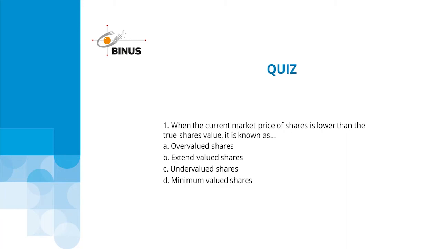So it will be closed with a quiz. The question is: when the current market price of shares is lower than the true share value, it is known as A. Overvalued shares, B. Extend valued shares, C. Undervalued shares, D. Minimum valued shares.